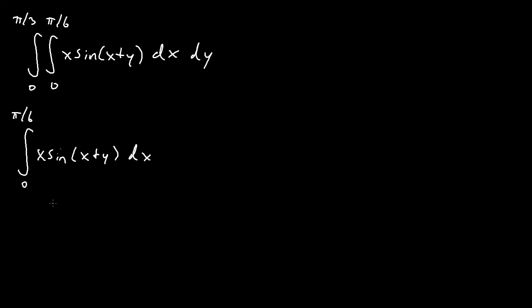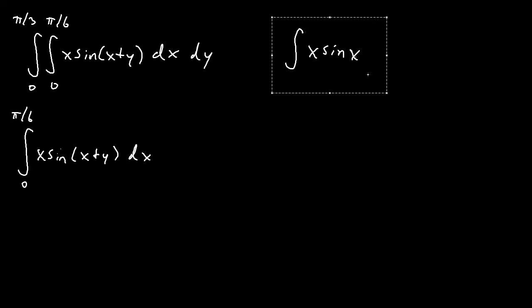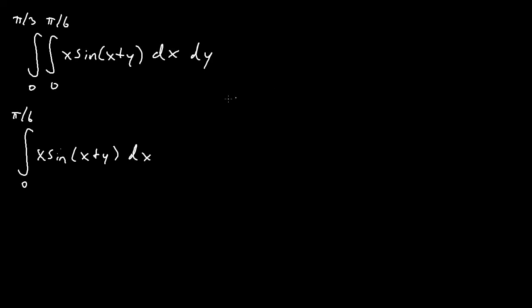So how could you integrate this? Well, remember when we integrated x times sine of x, we had to use integration by parts. So this is the same exact rule here. We still have to use integration by parts to integrate this. So remember, when we use integration by parts, we need a u, we need dv, and then we need the plus or minus sign chart. So for u, let's just pick u to be x. And then dv will then be sine of x plus y.